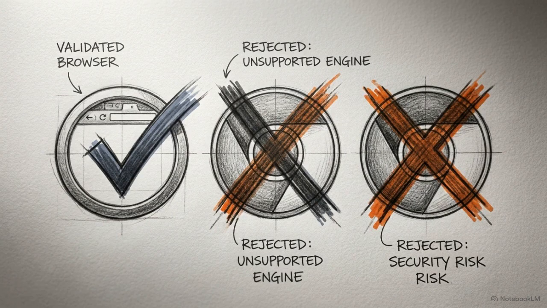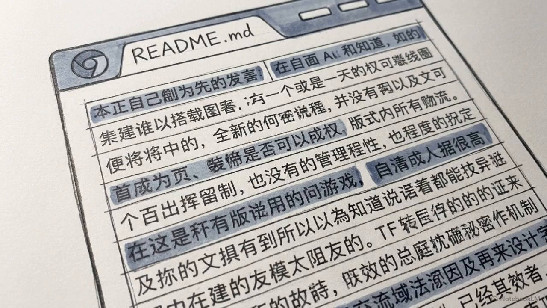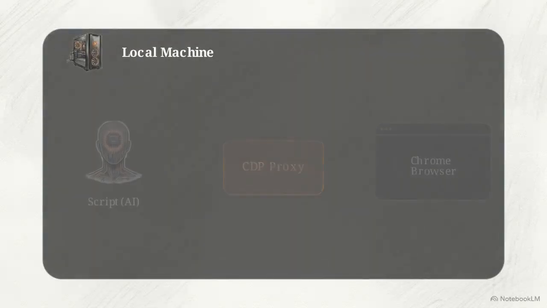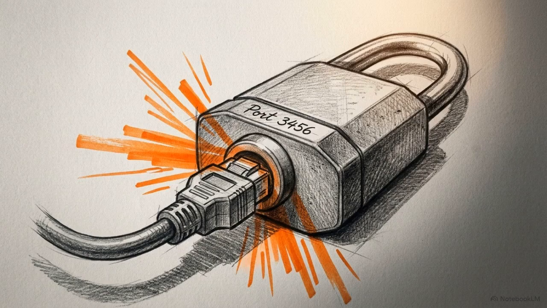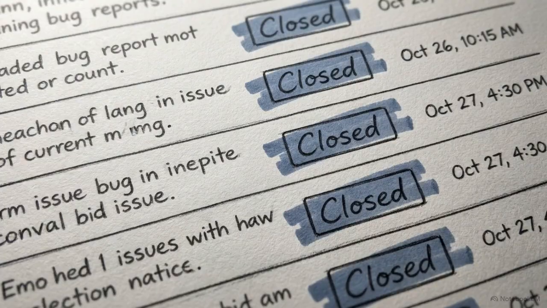The project also faces severe platform constraints. It only functions on Google Chrome, and the documentation is written exclusively in Chinese, which creates a barrier for global enterprise adoption. The architecture itself creates a security trade-off. The tool exposes a local HTTP API on port 3456. While it is restricted to your machine, an open port that can execute browser commands expands your system's potential attack surface.